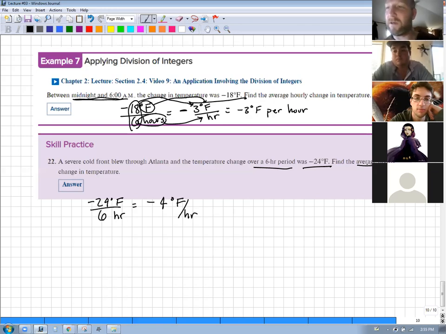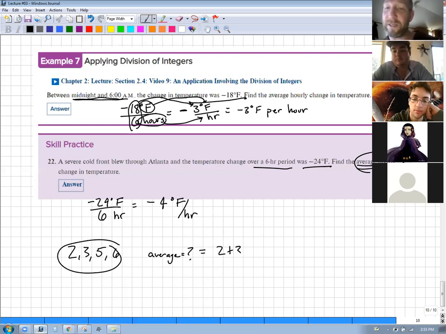Okay. Y'all know how to calculate averages, right? If I have a 2, a 3, a 5, and a 6, what's the average? Well, to find an average, you add them all up and divide by how many there are. So the average would be 2 plus 3 plus 5 plus 6 and divide by 4 because there's 4 numbers. So 2 plus 3 is 5, and then 5 more would be 10, and then 6 would be 16 over 4. So the average would be 4.